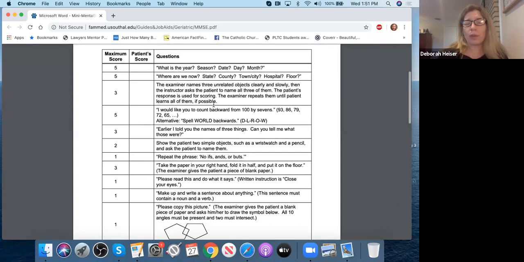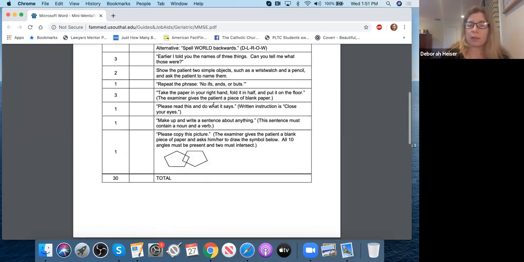In this next question, the examiner names 3 unrelated objects clearly and slowly, and then asks the patient to name all 3 of them. The patient's response is used for scoring, and the examiner repeats them until the patient learns all of them if possible. So I'm not going to go through all of these.